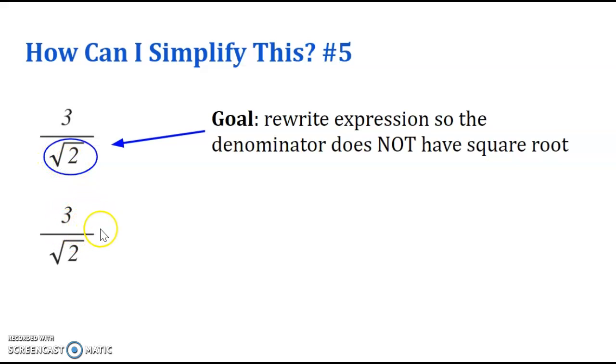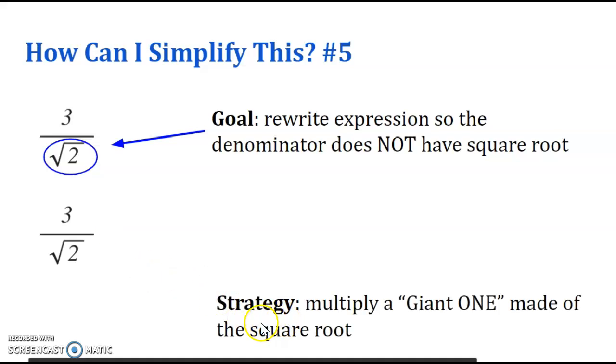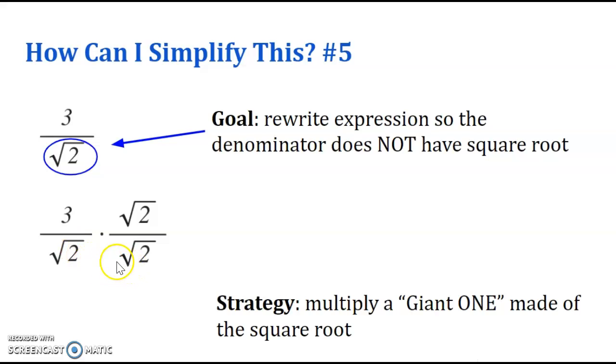So if you have this, the strategy we're going to use is multiplying by a giant 1 made out of the square root. So in this case, what is the square root that is appearing as a denominator? It's the square root of 2. So we're going to multiply that by square root of 2 divided by square root of 2. Okay? Because square root of 2 divided by square root of 2, this is my giant 1, isn't it? Because anything divided by the same thing is giant 1. And we're allowed to multiply anything by 1 without changing its value. So that's why we're allowed to do this.